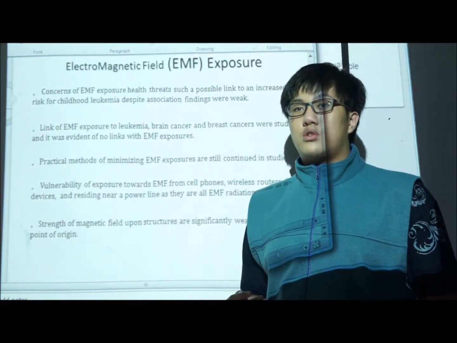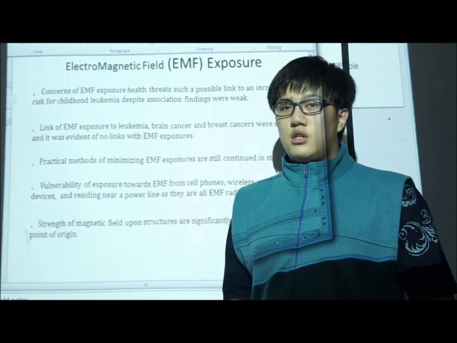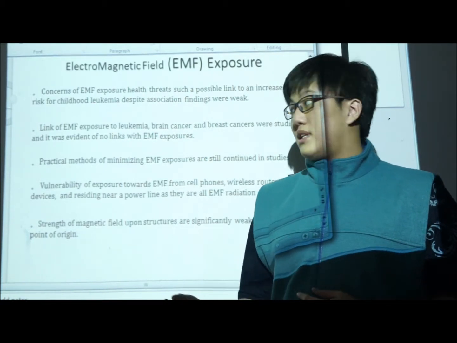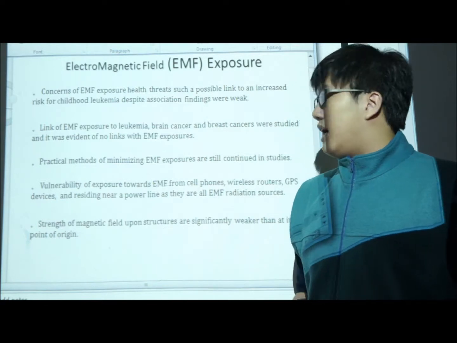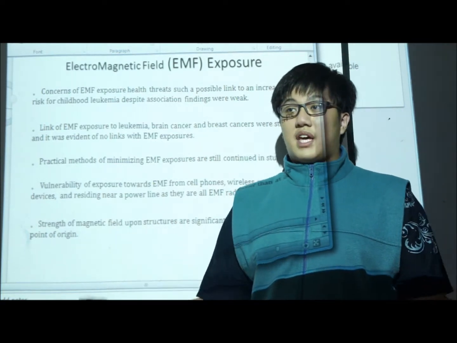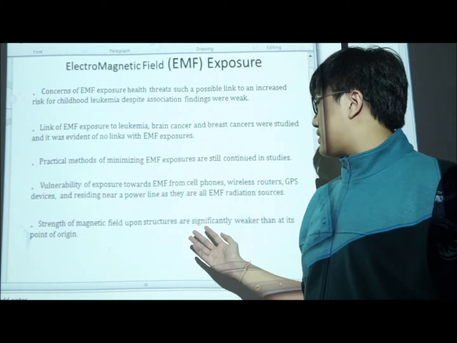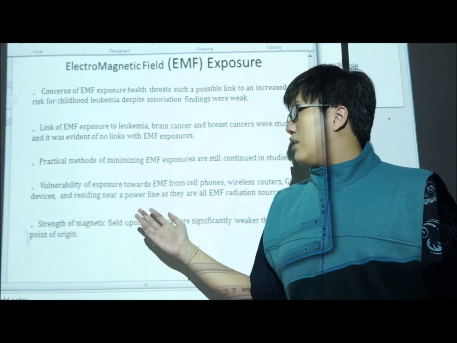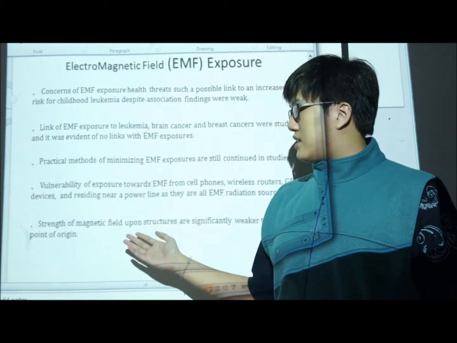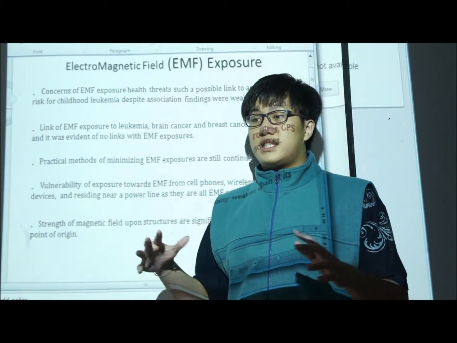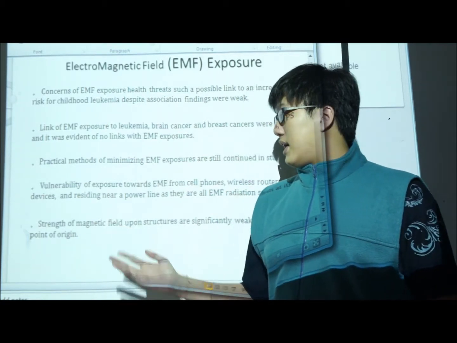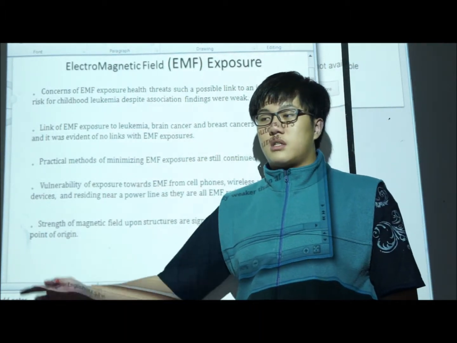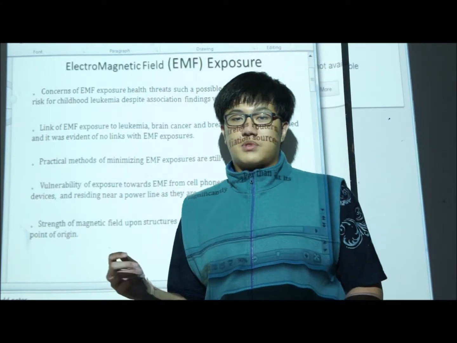However, they continued to investigate practical methods to minimize EMF exposure because they were worried about vulnerability to EMF, as we are surrounded by EMF technology such as cell phones, wireless routers, GPS devices, and the problem of residing near a power line station, which is one reason why residences nowadays are built distant from the origins of power lines, because the strength of magnetic fields upon structures is considerably weaker when they are distant from their source of origin.